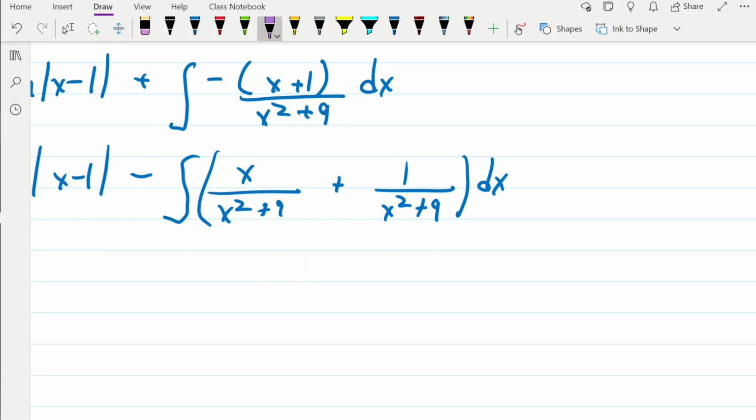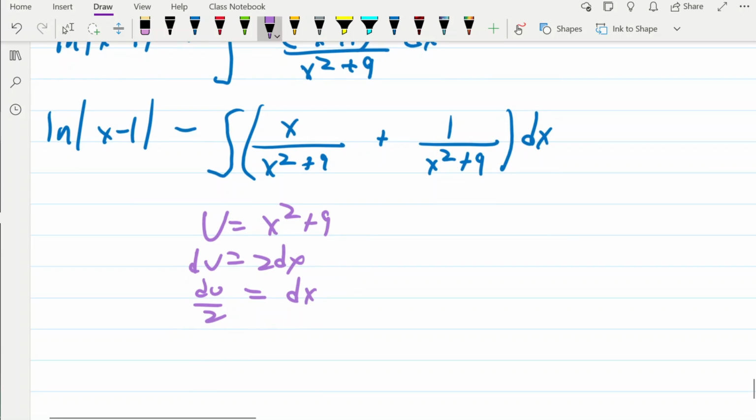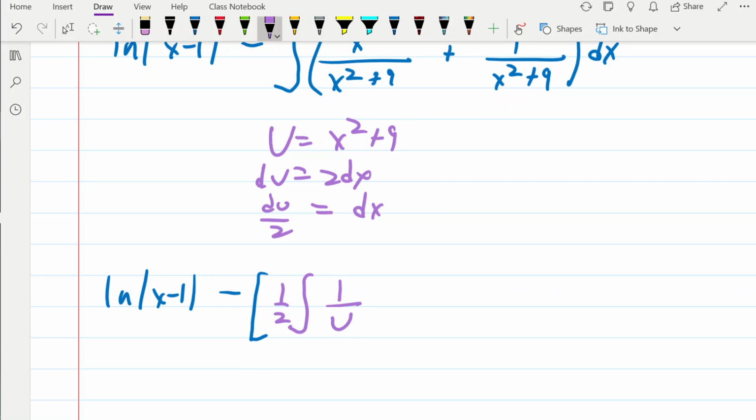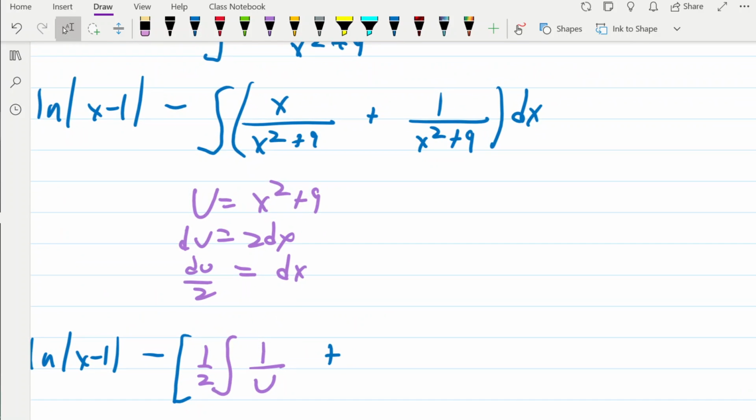So for this one, we're going to set u equal to x squared plus 9, which will mean du equals 2x dx, which means du over 2 is going to be equal to x dx. And we're going to split this into two integrals. So we'll bring down our ln of x minus 1 minus the integral of 1/2 1 over u, plus, so here we have the integral of 1 over x squared plus 9.